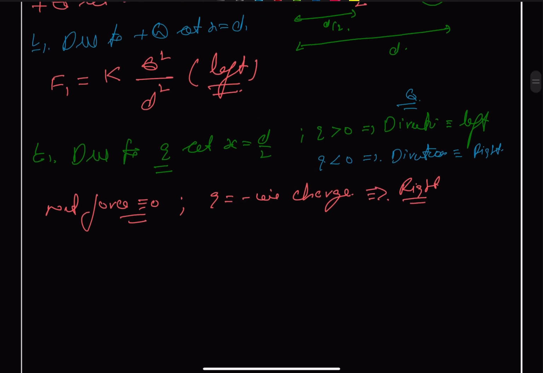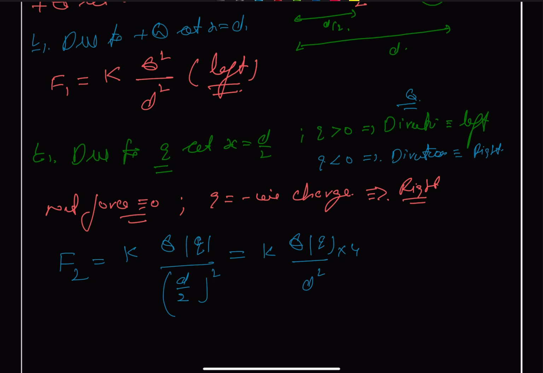So therefore we can say that our F2 will be equal to K Q, and we are just interested in magnitude, and it comes as d by 2 whole square. This will be K modulus of q, divided by d square divided by 4, and the direction will be towards our right.